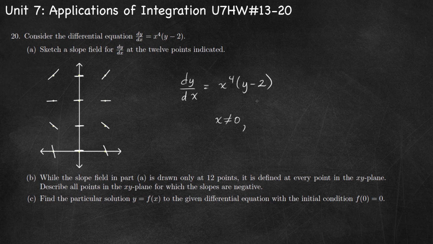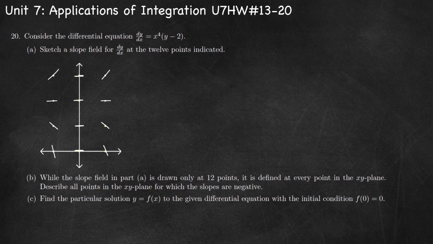And then if x is not 0, the x factor is going to be positive. So the only way for this slope to be negative would be for y minus 2 to be negative. And for y minus 2 to be negative, y would have to be less than 2. Okay, so x not 0 and y less than 2.